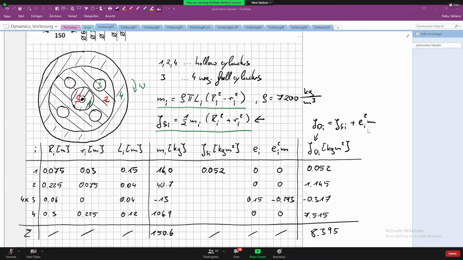Okay, this is the solution of the problem. We have an absolute mass of 150.6 kilogram and a mass moment of inertia of 8.395 kilogram times square meter. I'll just give you some time to compare with your solution. And of course, if you have any questions, you can ask or write them in the chat.